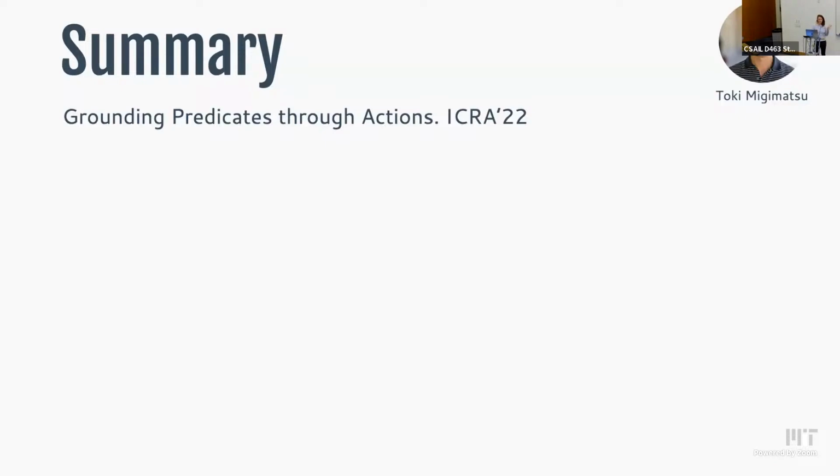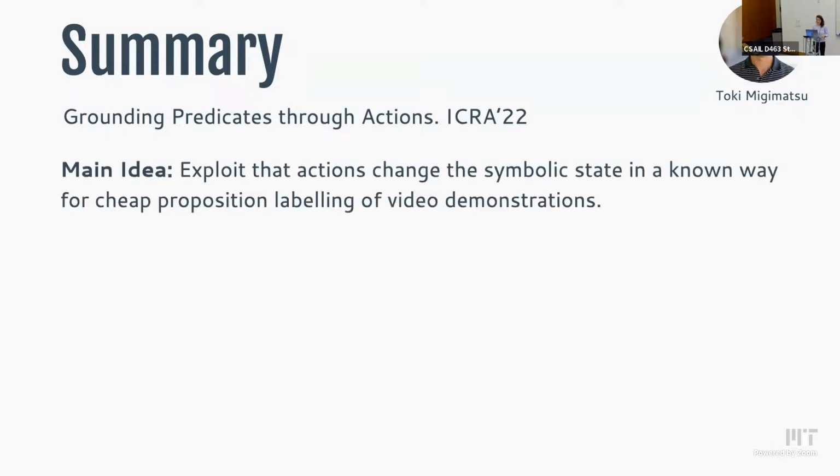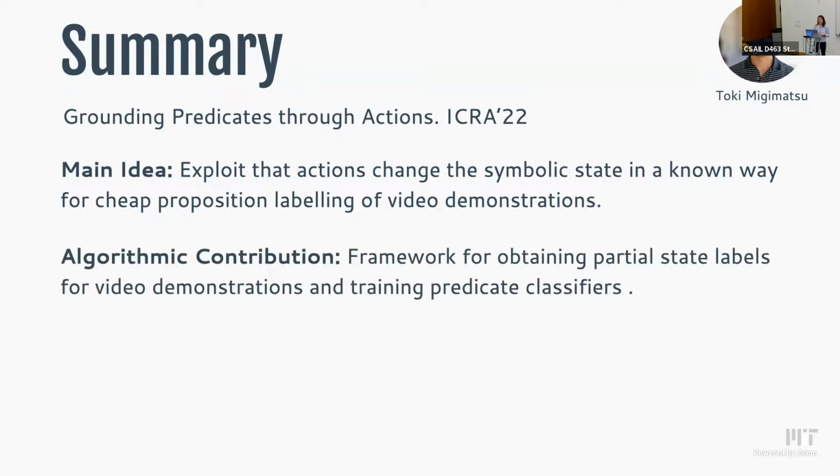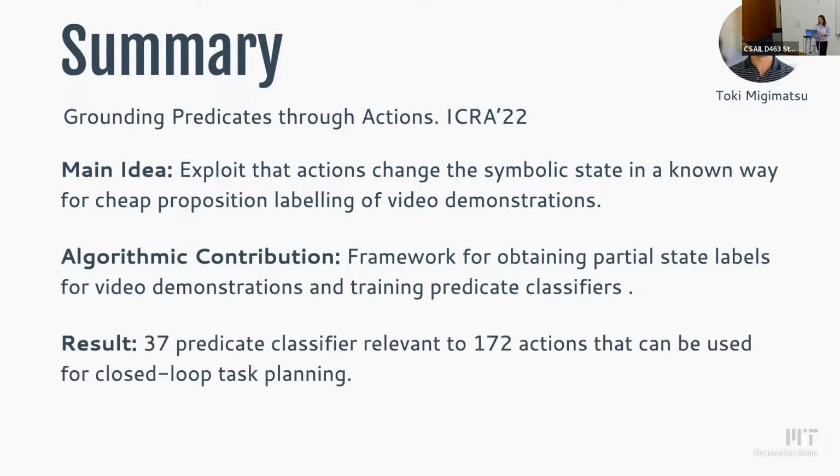Okay, so the summary of this work, which was published at ICRA 22, is grounding predicates through actions. The main idea is to exploit that actions change the symbolic state of the environment in a known way and use it for cheap proposition labeling of video demonstrations. There's a framework for obtaining these partial state labels for video demonstrations and training these predicate classifiers. We get 37 predicate classifiers that are relevant to 172 different actions in this data set, and they can be used for closed loop task planning.